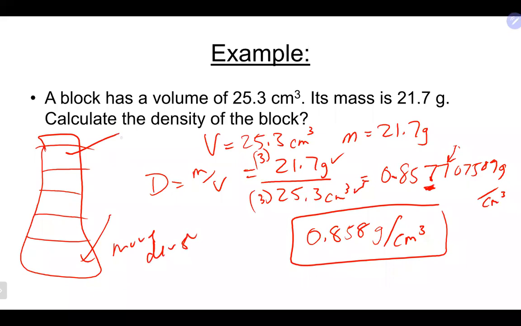Top layer would be less dense. And if I threw something in there and it stopped right about there, like a solid thing, that means that guy is more dense than everybody above, right? But it is less dense than everybody below, right? That's why it sits there and then it sinks to the bottom.